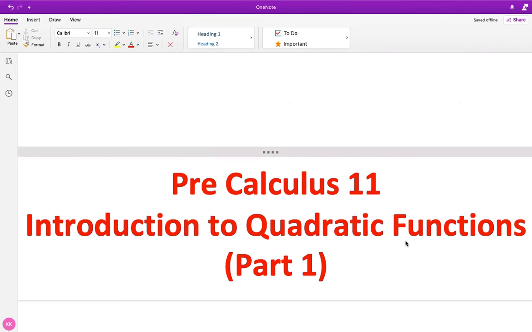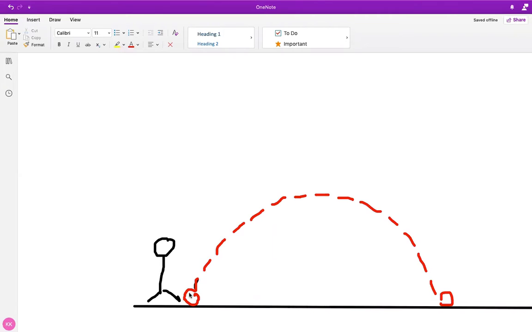In this video, I will cover the basics of quadratic functions. To understand what quadratic functions are, let's look at the following situation. Imagine you are playing soccer and you want to kick the ball into this position. You'll notice that the ball undergoes this motion, and the shape of this motion is called the parabola shape. This shape has certain properties.